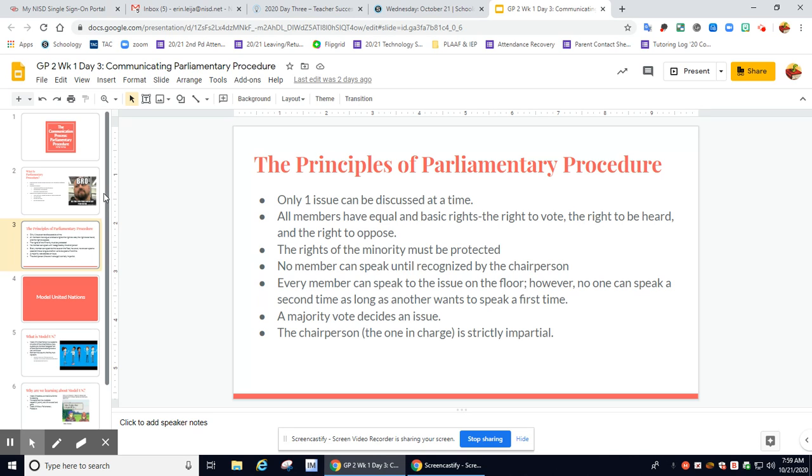Every member can speak to the issue on the floor. However, no one can speak a second time as long as another wants to speak a first time. So if we have Jill, Bobby, and Sue, and Jill and Bobby have spoken a couple of times, and suddenly Sue has an idea, and so does Jill. Well, Jill can't speak until Sue gets her chance. Everyone has the basic right to be heard. So if Sue hasn't used her chance to talk yet, and then she wants to talk, everyone else who's already spoken has to wait, and Sue has that right to speak. She has the floor because she has not spoken yet.